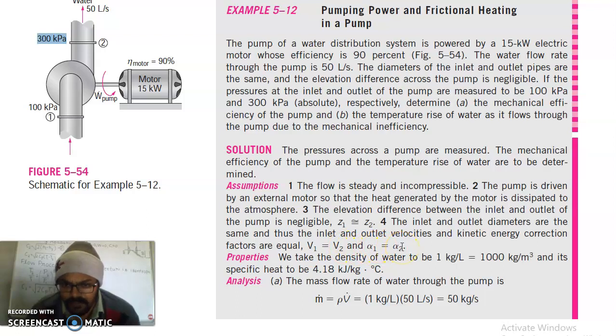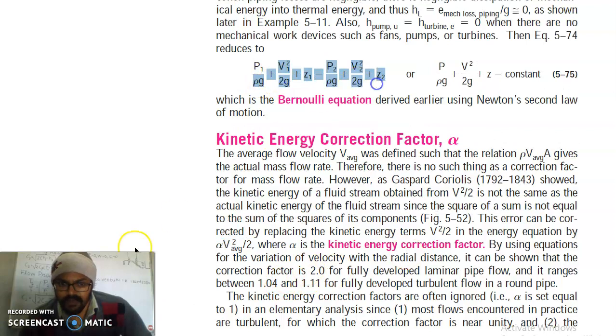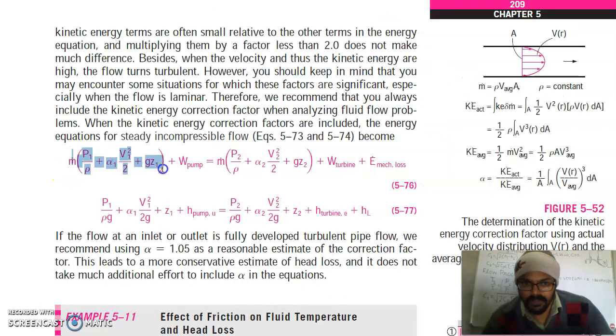correction factors. This kinetic energy correction factor we use to represent the actual kinetic energy of the fluid, because actual kinetic energy is not V squared by 2, it is alpha V average squared by 2, where alpha is the kinetic energy correction factor. So instead of this equation we will use this equation.